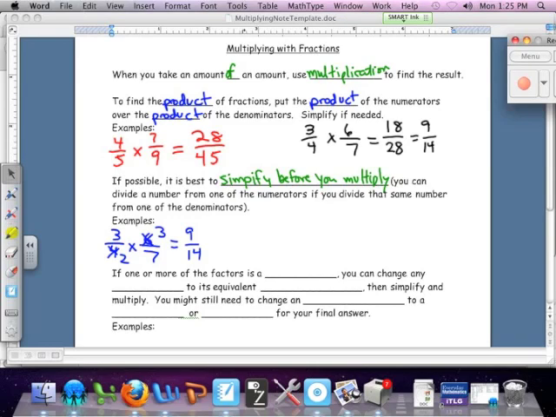You might have 3. Oh yes, that's right, 3 numbers getting multiplied. Oh, watch out. So you might have more opportunities to simplify before you multiply. I wrote your last one wrong. My bad.